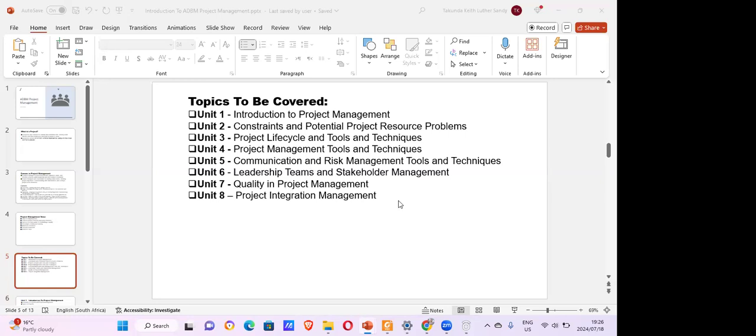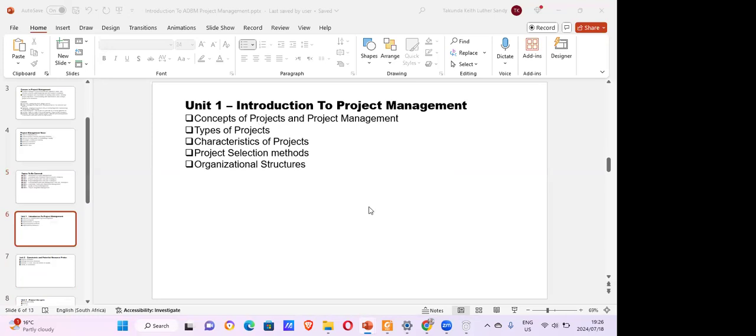So these are the topics that we are going to be looking at in this module. We're going to be looking at the introduction to project management, and constraints and potential resource problems. Under the introduction to project management, we are going to be looking at the concepts of projects and project management. Those concepts are the things that entail projects and things alike. We are going to be looking at the types of projects that are there.